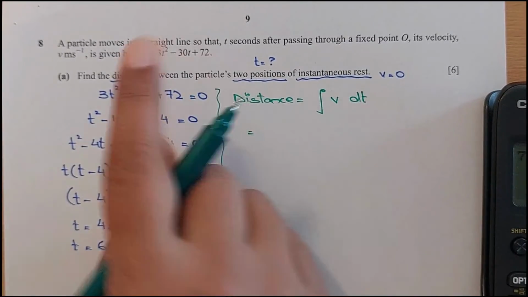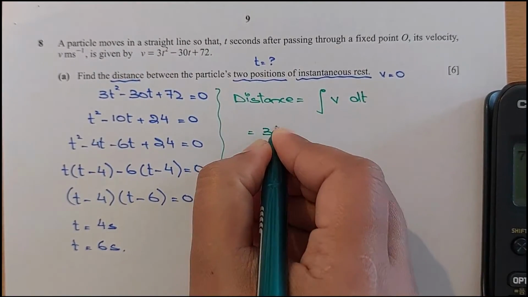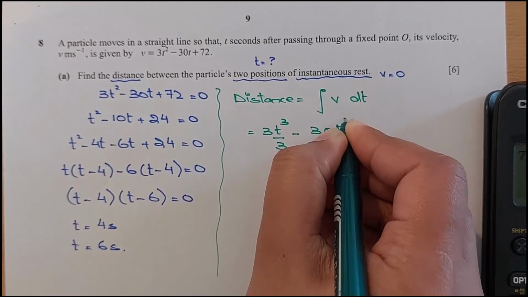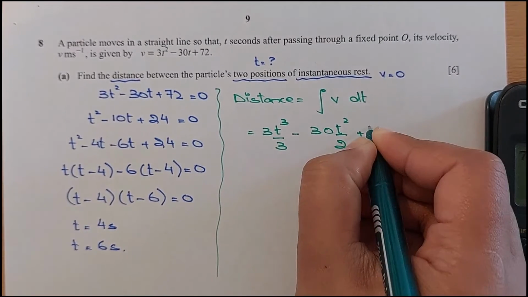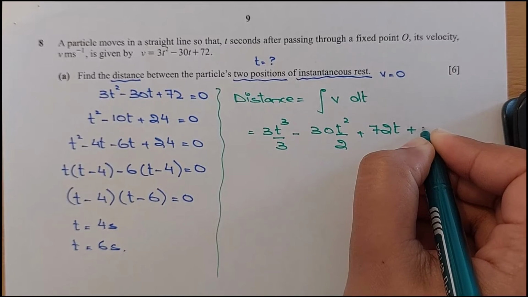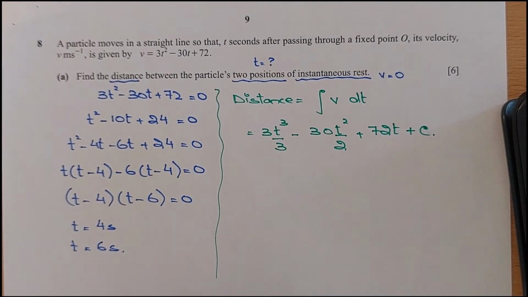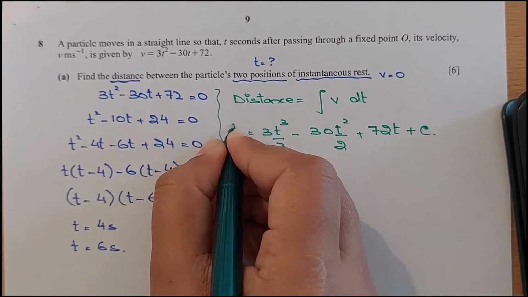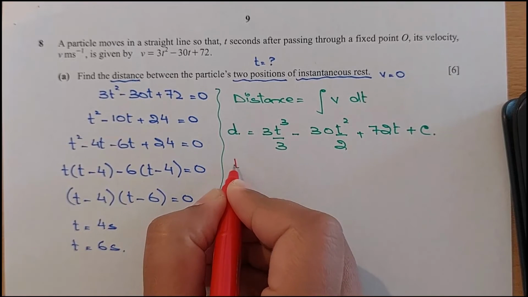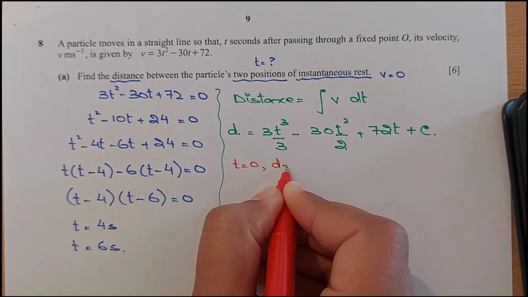So let me integrate this velocity. We have 3 as it is. T square is t cube over 3, minus 30 t square by 2, plus 72t, plus a constant of integration. Okay, so how can we solve for the constant of integration? As we know that this is the distance, we use the condition that when time equals 0, distance traveled equals 0.